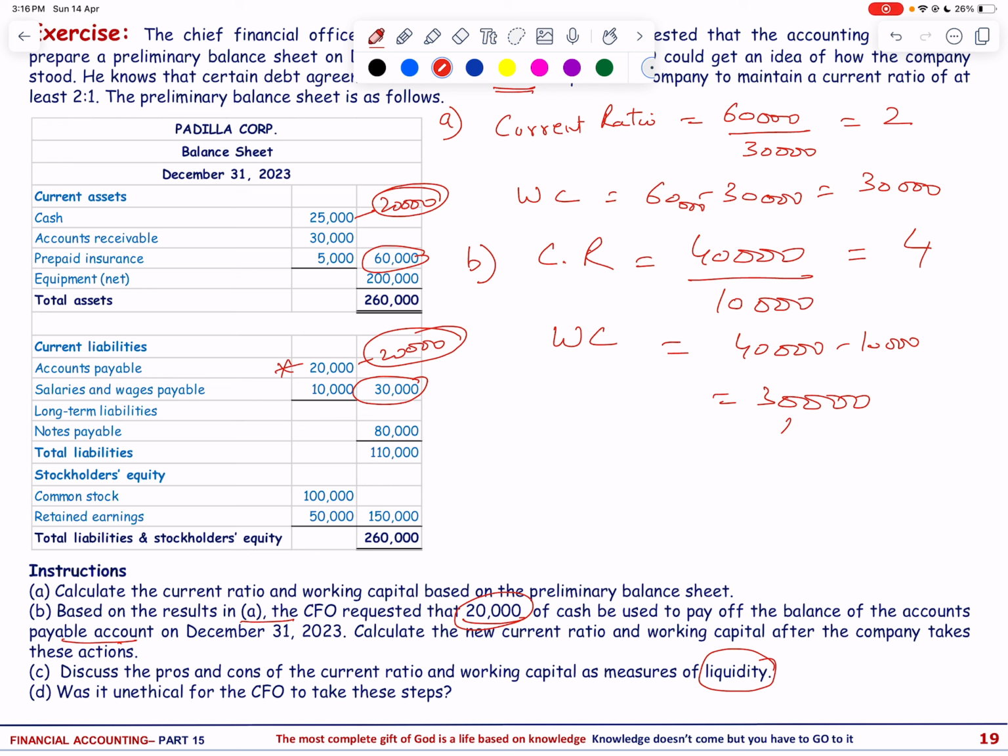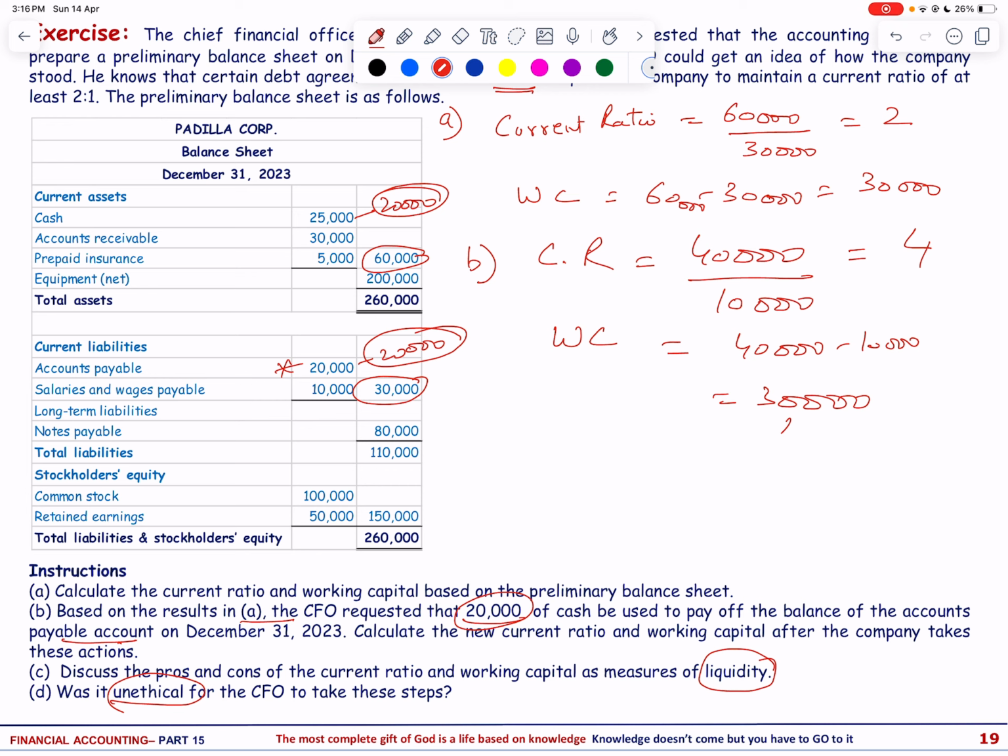If most assets are not in cash, like inventory or prepaid expenses, the company might struggle to pay bills even with good working capital and current ratio. For instance, the company might only have 5,000 in cash after paying a 20,000 bill, leaving little for 10,000 in salaries. This might force the company to borrow money to pay salaries, and this will increase the cost and even decrease the profits. Was it unethical for the CFO to take these steps?